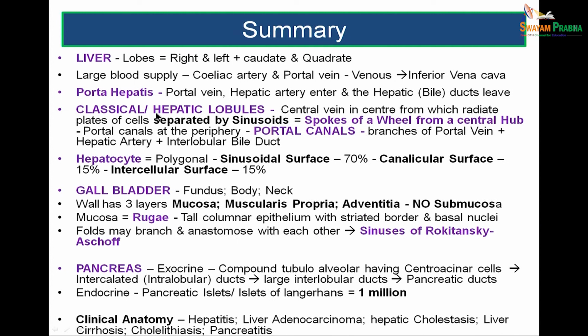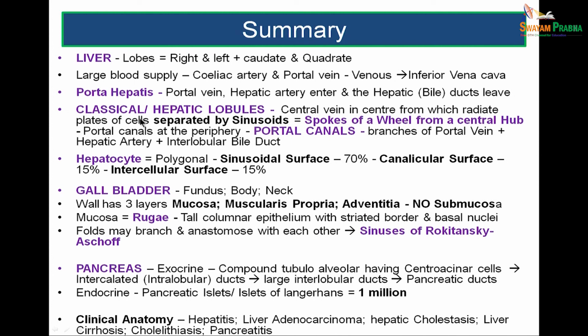Let us summarize our topic for today. We have talked about the liver, its lobes, right and left, caudate and quadrate. A large blood supply, about 25% of the blood in the body flows into the liver at any given time. The celiac artery brings in oxygenated blood. The portal vein brings in blood with the absorbed products of digestion from the gastrointestinal tract. It drains into the inferior vena cava. The porta hepatis is the part on the inferior surface of the liver where the portal vein, hepatic artery and nerves enter, and the hepatic bile ducts and the lymphatics leave.